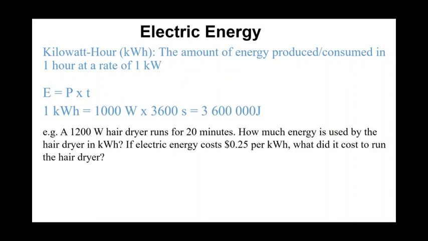Now, this unit that we use for electrical energy is commonly used by your energy provider to figure out what to charge you on your electrical bill. So here's an example. Let's say a 1200 watt hair dryer runs for 20 minutes. How much energy is used by the hair dryer in kilowatt hours? And if that electric energy costs 25 cents per kilowatt hour, what did it cost to run the hairdryer?